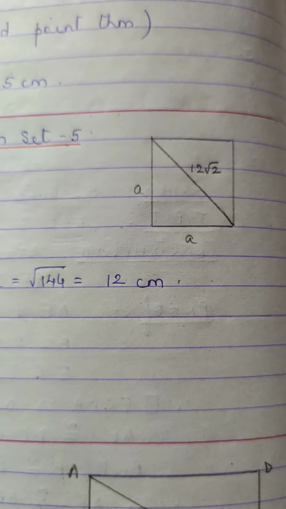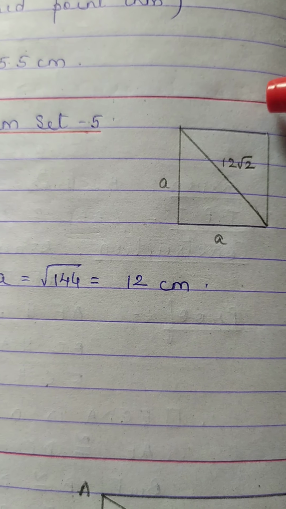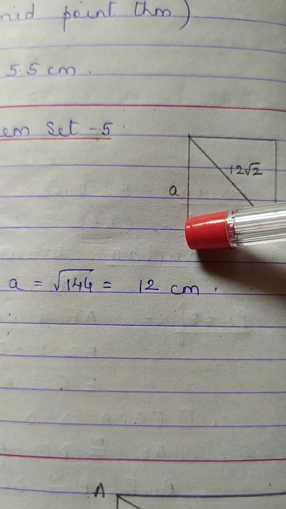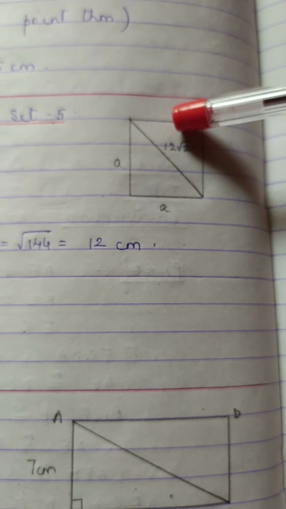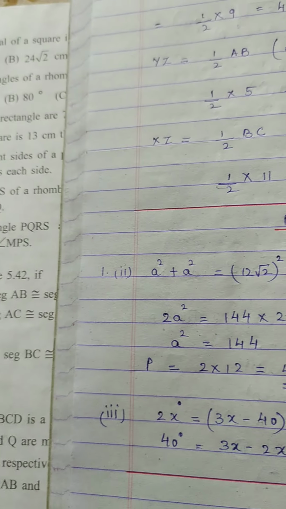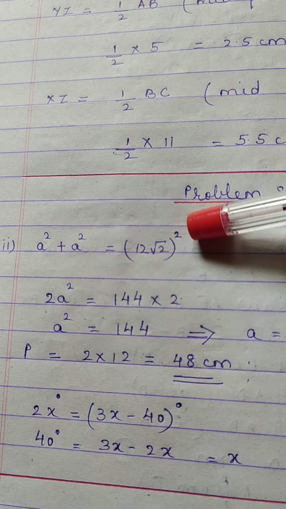So, if the diagonal of a square is 12 root 2 centimeter, you can do it like this. I have drawn a square. The diagonal is 12 root 2. I have to find the perimeter. So, first find the side. So, a square plus a square. See, it's a right angle triangle because it's a square. So, a square plus a square is 12 root 2 the whole square.